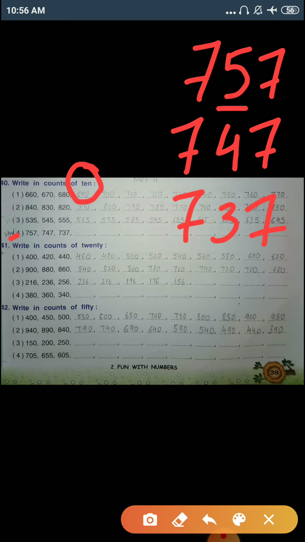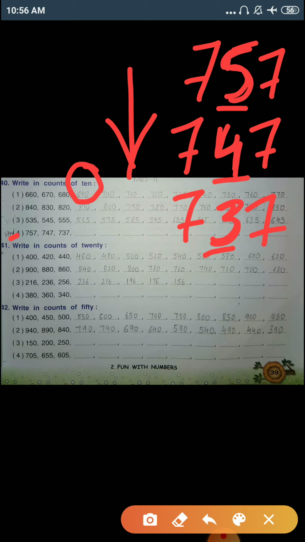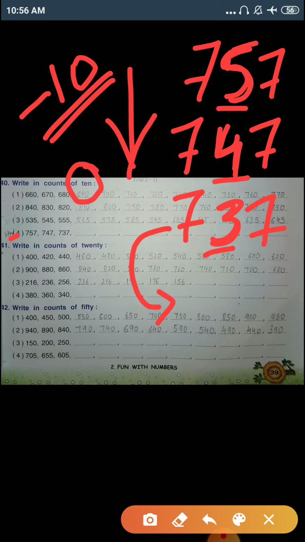That means we need to see the tens place. Okay, see 5, then 4, then 3. That means the numbers are in decreasing order. In short, what they had done, they had just subtracted 10 from each number. So, for finding out the next number of 737, we need to subtract 10. So, let's see.